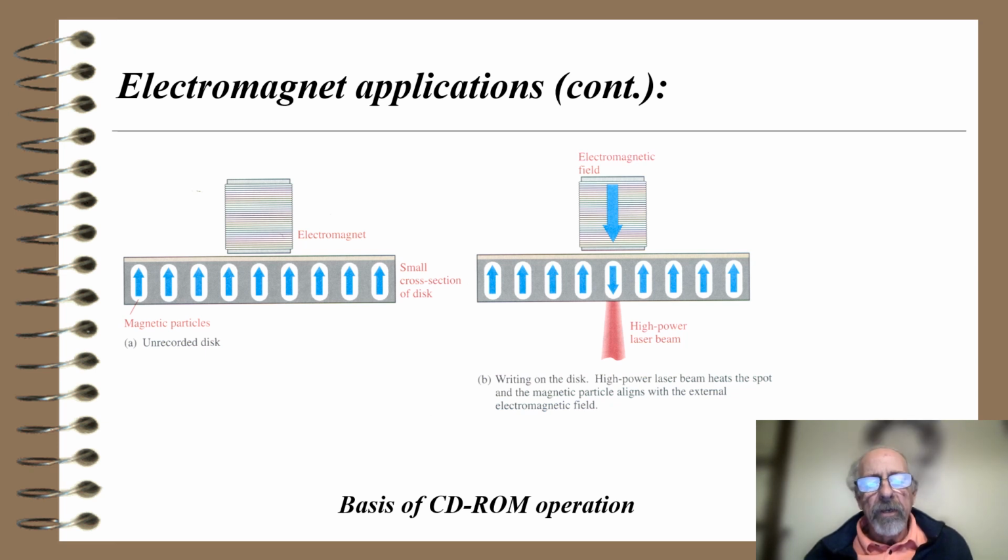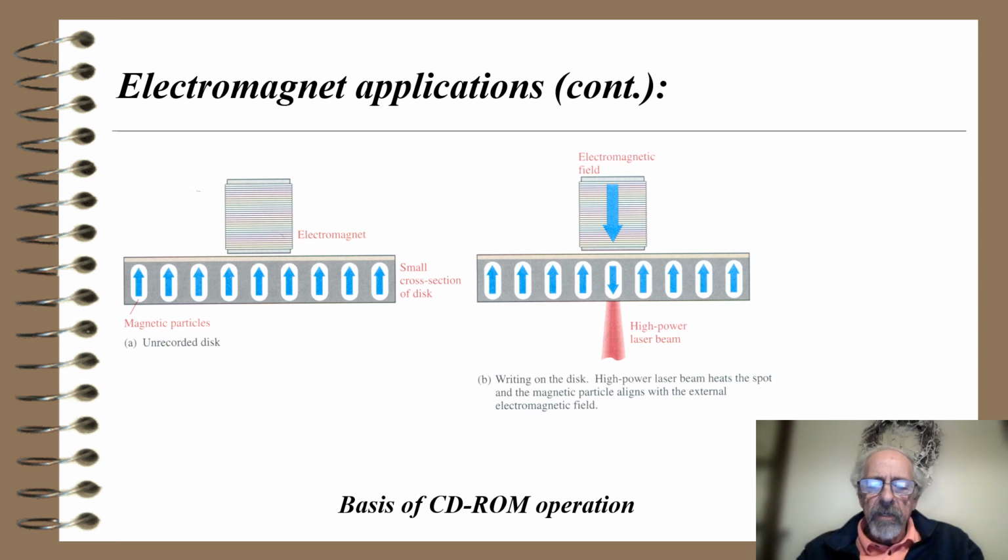Another operation here is a CD-ROM. You can't find many of those anymore, but it turned out this was a combination of using magnetics and electromagnetics, magnetic particles in a recording surface, and a high-powered laser beam. So in A, you see an unrecorded disk, and the magnetic particles are all lined up in the same direction.